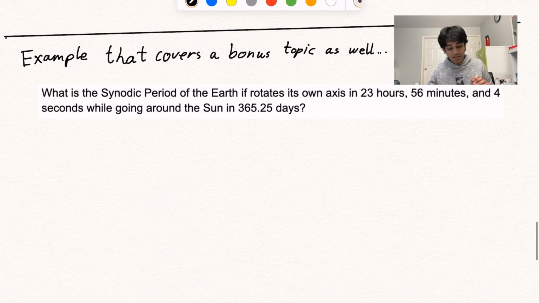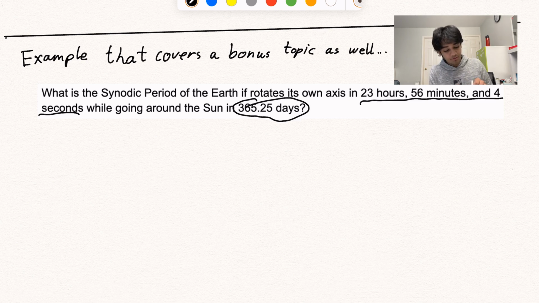A very abstract example of this would be this problem here. What is the synodic period, and there's a typo in this problem, what is the synodic period of the Earth if it rotates around its own axis in 23 hours, 56 minutes, and 4 seconds, while going around the sun in 365.25 days?